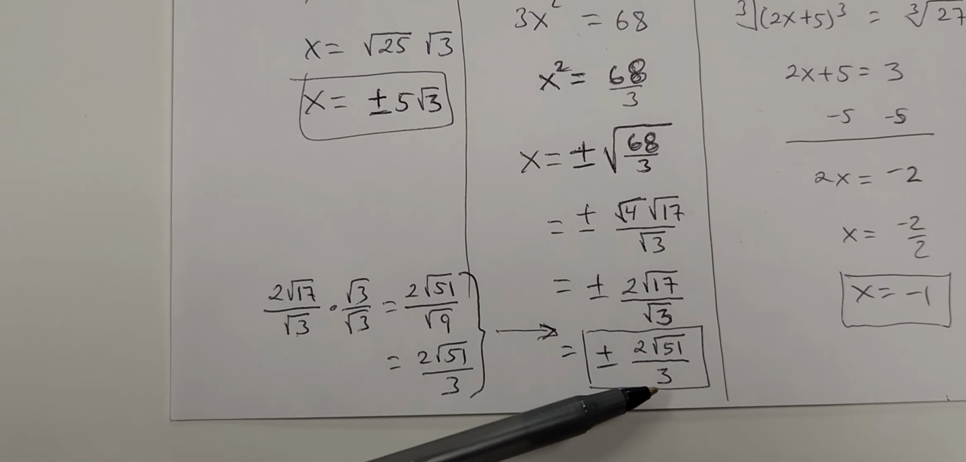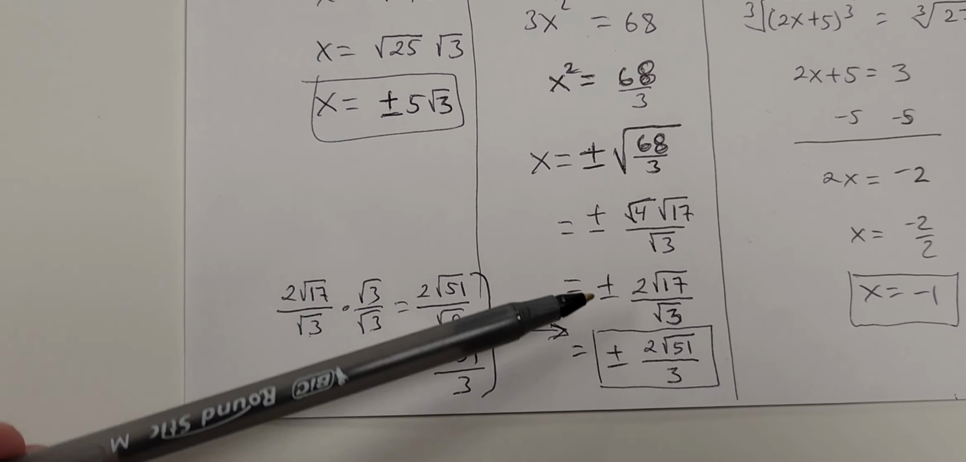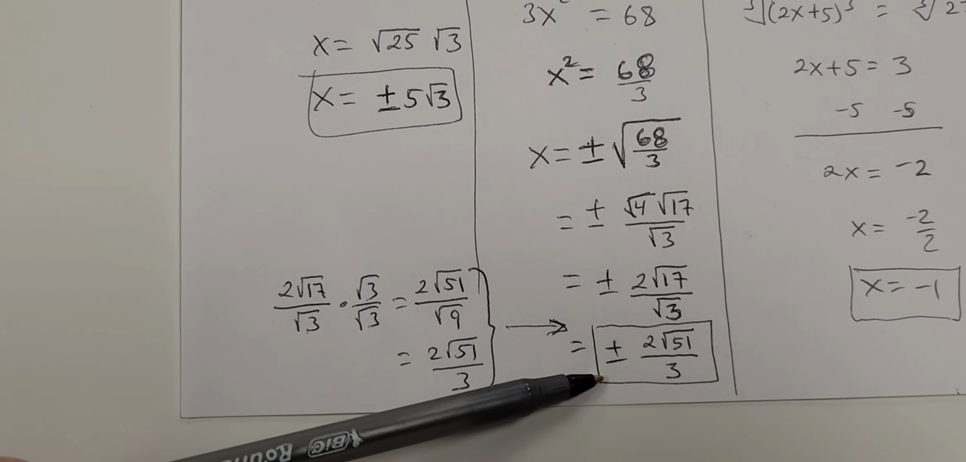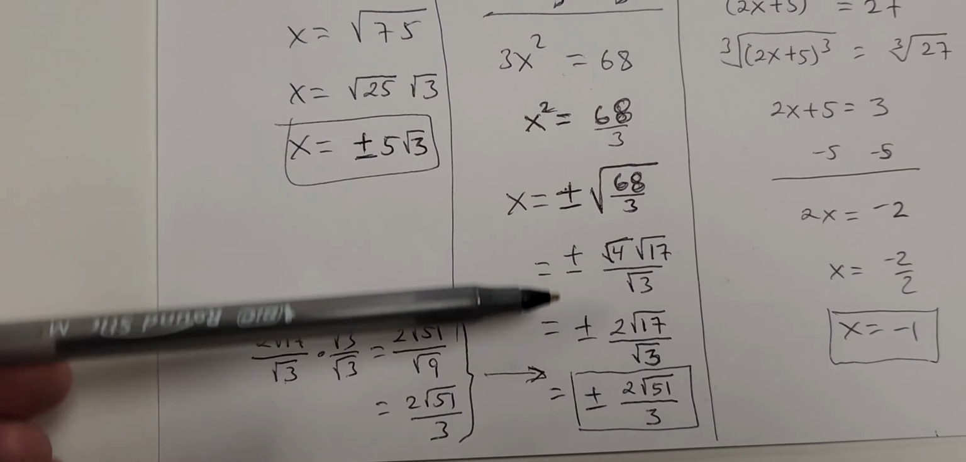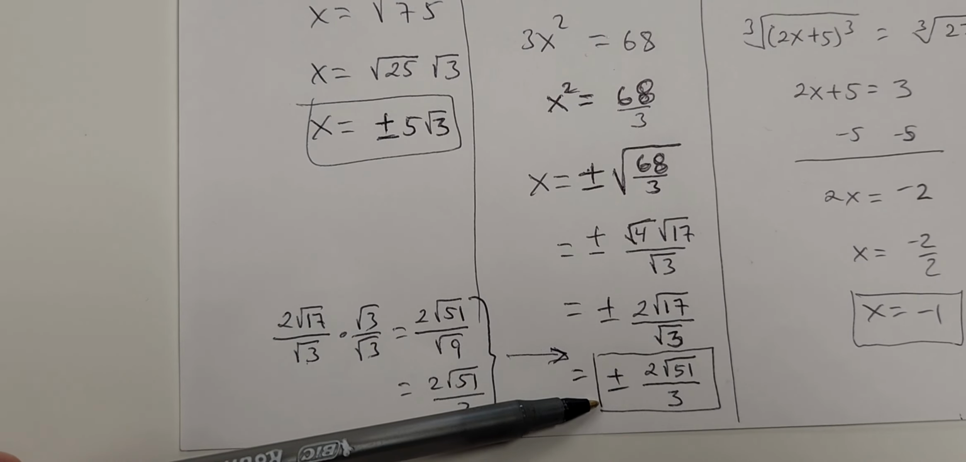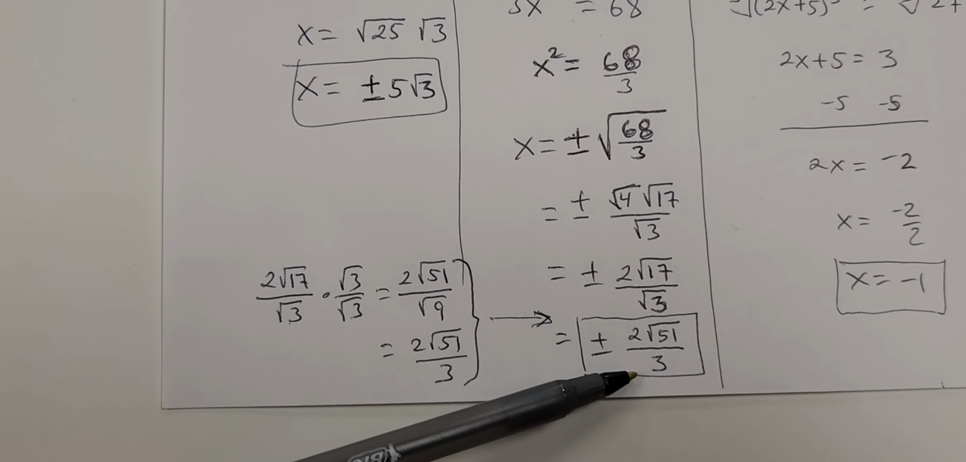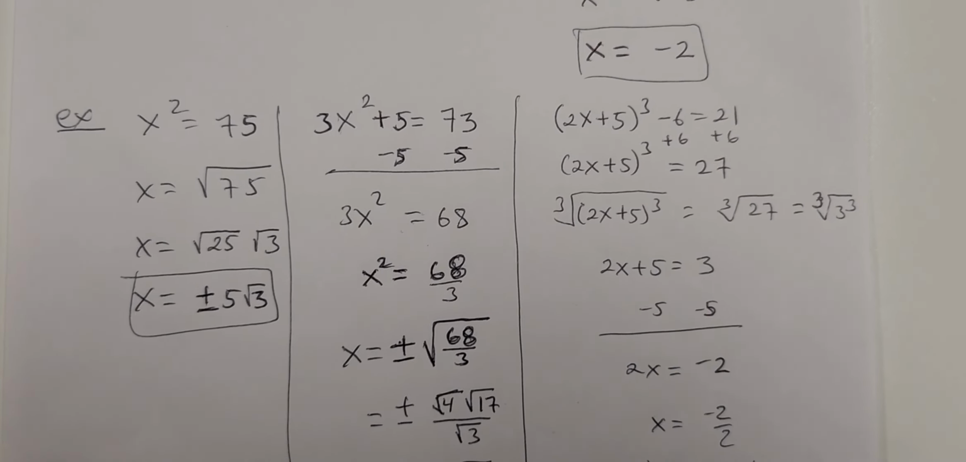Again, make sure no radical in the bottom. And don't forget the positive and the negative, okay? Because in the beginning, it was even power, so I must have positive and negative. Again, no radical in the bottom, okay? Next example.